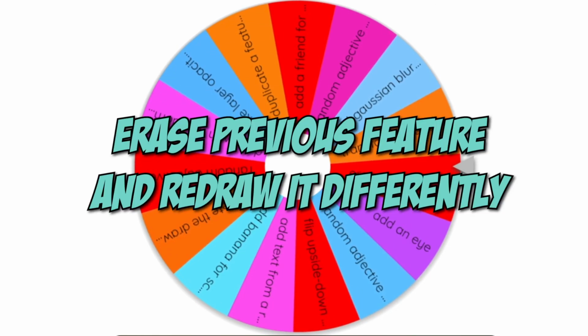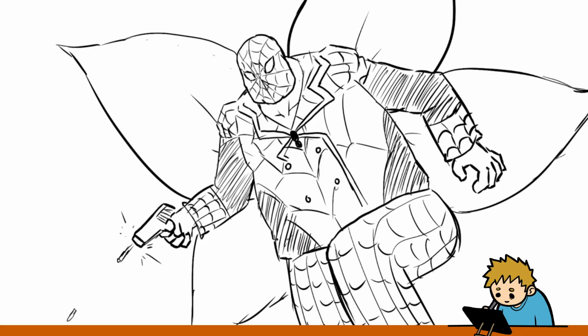Erase previous feature and redraw it differently. So I guess the muzzle flare and the bullets. Yep, that's the last feature I drew. So let's draw that differently. I'm trying to think of how I can change that. It could maybe be a gas that comes out, or maybe a web. Ooh, okay. The thing is, the best part of this drawing is the fact that he's just using a pistol. So I'm trying to think of how I can retain that entertainment.